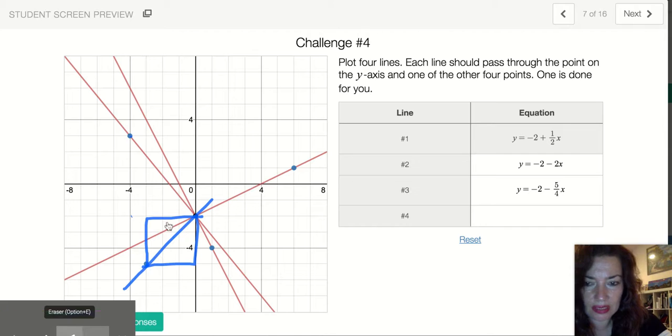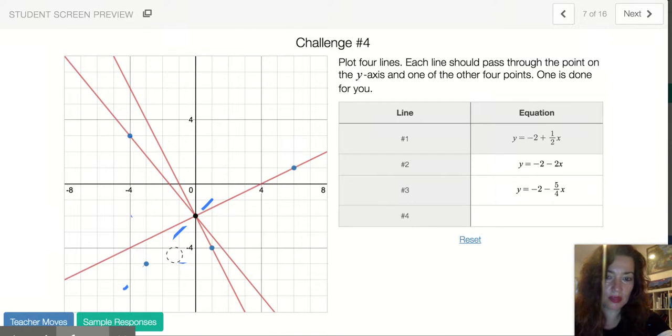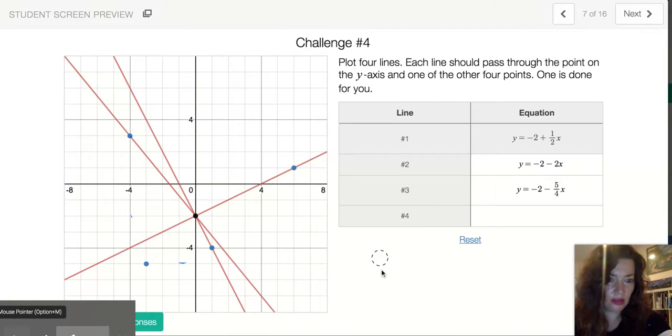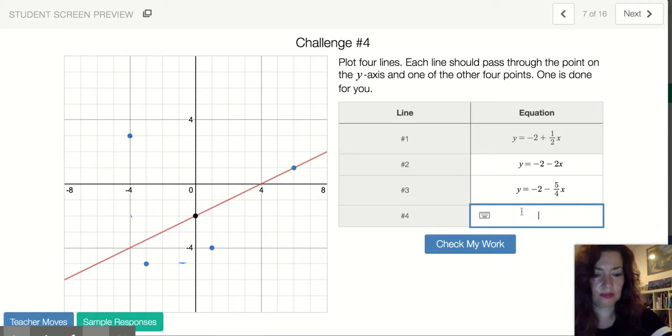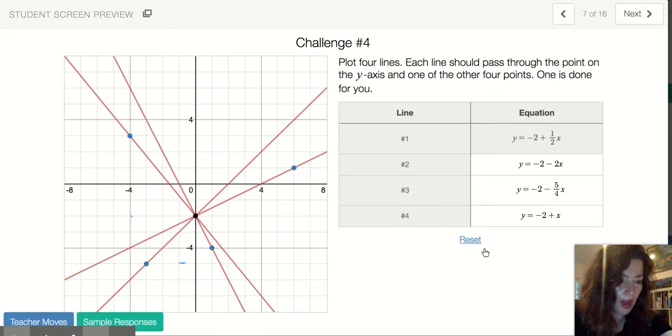So I'm just going to erase this, and we are going to draw a y-intercept of -2 with a slope of 1. So let's go ahead and write that in here. So y equals -2 and plus x would give us a slope of 1. So let's check our work and make sure all the lines pass through every point and the y-intercept, which it does. All right, let's see what's next.